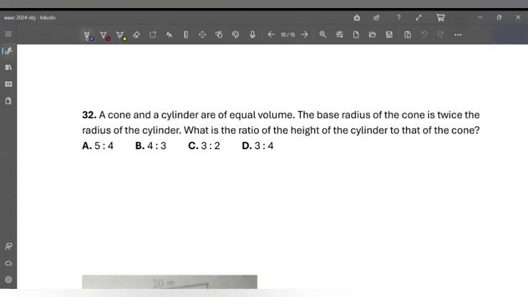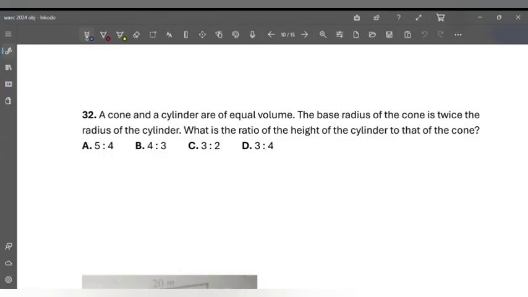Now, let us look at this brain-racking question number 32. It says a cone and a cylinder are of equal volume. The base radius of the cone is twice the radius of the cylinder. What is the ratio of the height of the cylinder to that of the cone? I'm going to use my blue marker to write the cylinder, red marker for the cone. They are of equal volume.